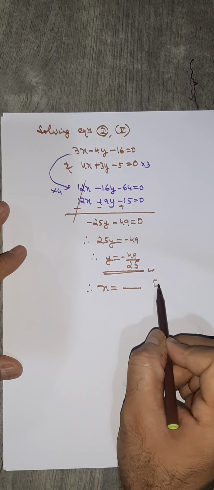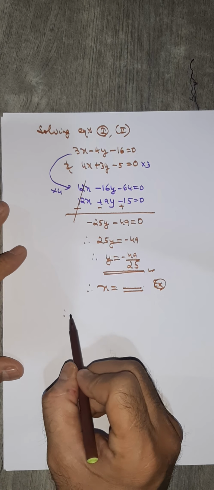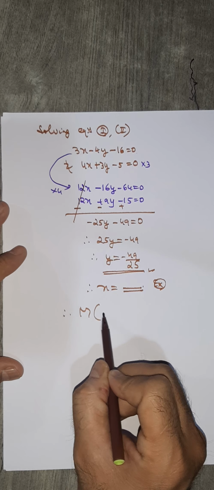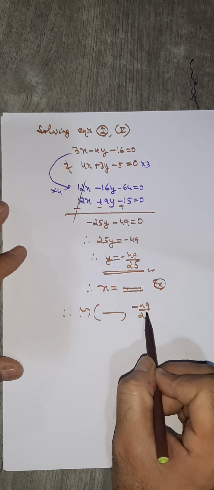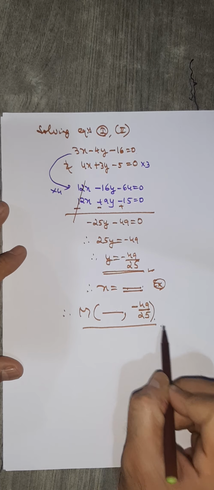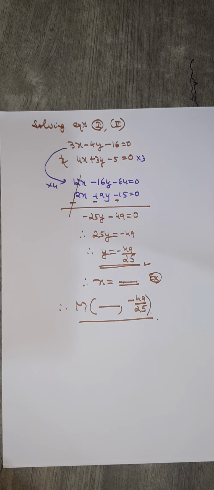I'll leave that for you to do. Put the value of y in any one of these two, and therefore the foot of the perpendicular will be x comma minus 49 by 25. This is for you; you can complete this much. The y coordinate I did for you. Try for the x coordinate. What is the y coordinate? It will be minus 49 by 25. The x coordinate you can find just by placing the values there.